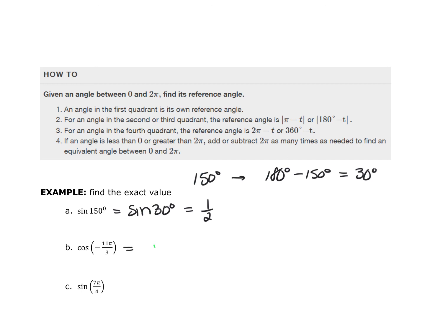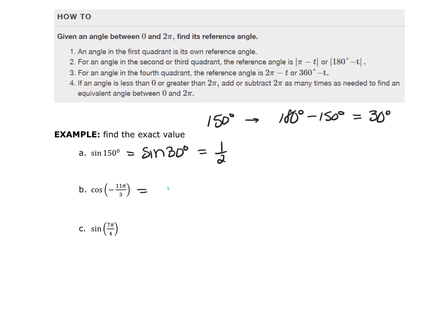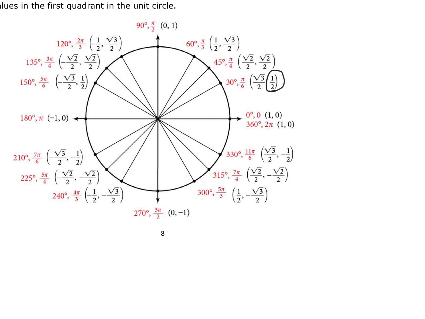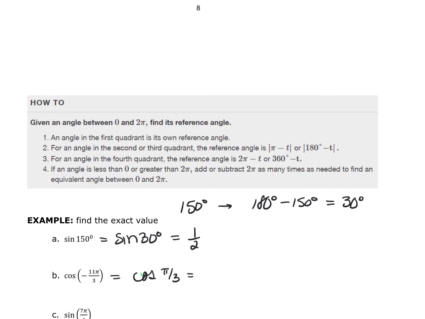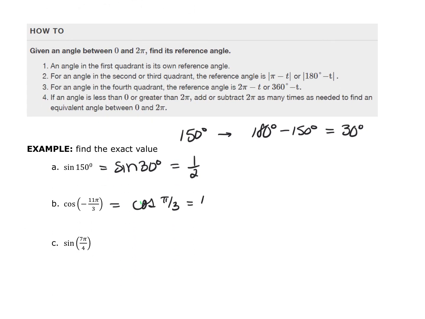Now, for cosine of 11 pi over 3, we just found its reference angle. It's pi over 3. So this is going to be the same thing as the cosine of pi over 3. So I'm going to go to pi over 3 on my unit circle. Pi over 3 is here. Cosine is 1/2. So my answer for this is 1/2.